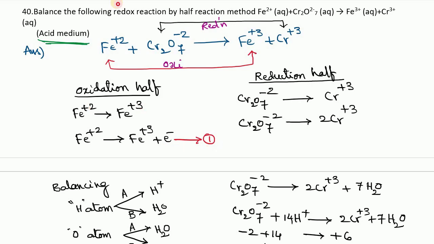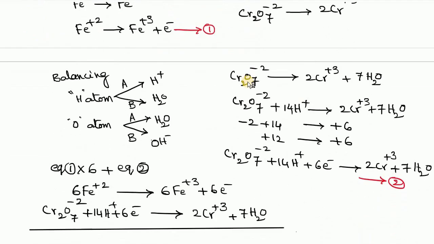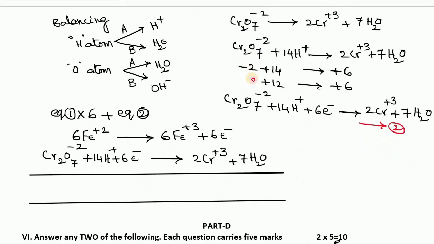Now let us go to the reduction half equation. Cr2O7 2- is becoming Cr3+. Other than oxygen and hydrogen, only chromium is there. There are 2 chromium atoms, that's why I am putting 2 here. Next, balancing oxygen. There are 7 oxygen atoms, that's why we are adding 7 water molecules. Next, hydrogen atoms will be 14, so we add 14 H+ ions here.